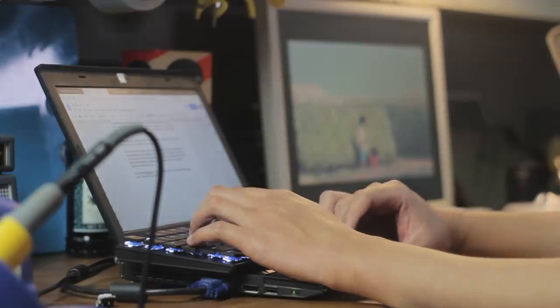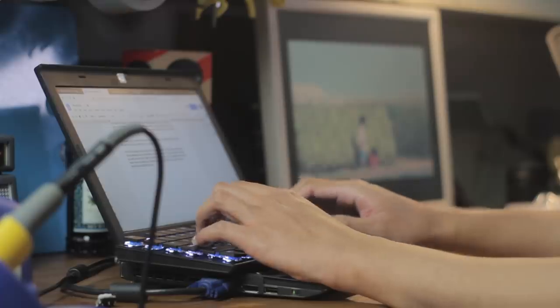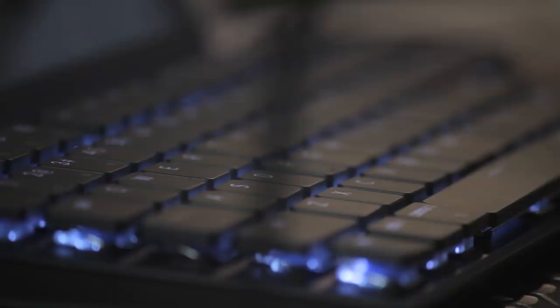As for battery life, they did state that it could go up to 15 hours with the backlighting on. In my experience, I've used it for, I'd say, 2 hours a day or so. And after a week, it's still going, but it does turn off the LEDs after a minute of inactivity, so I guess that did play a part as well.